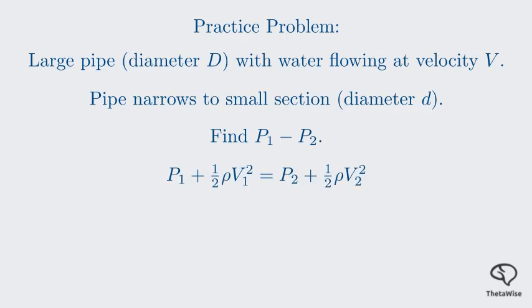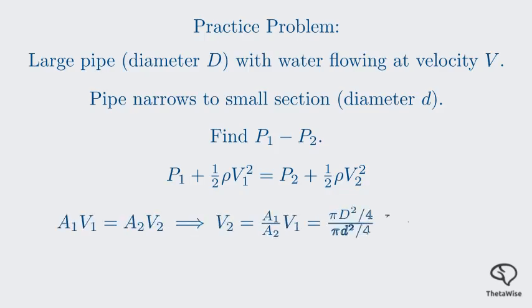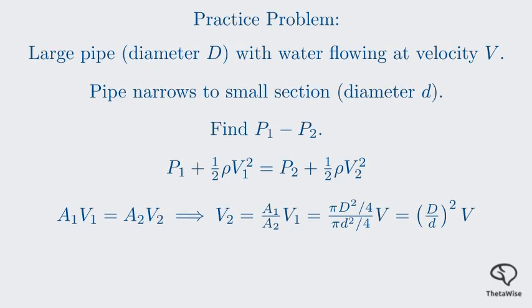Second secret, mass flow. The continuity equation must hold. Area 1 times V1 equals area 2 times V2. Since area is pi times the radius squared, or pi d squared over 4, we can say that V2 is V1 times the ratio of the areas, or V1 times the ratio of the diameters squared. The fluid must speed up. Now we substitute V2 into our Bernoulli equation. We get P1 plus 1/2 rho V1 squared equals P2 plus 1/2 rho times our new velocity expression squared.